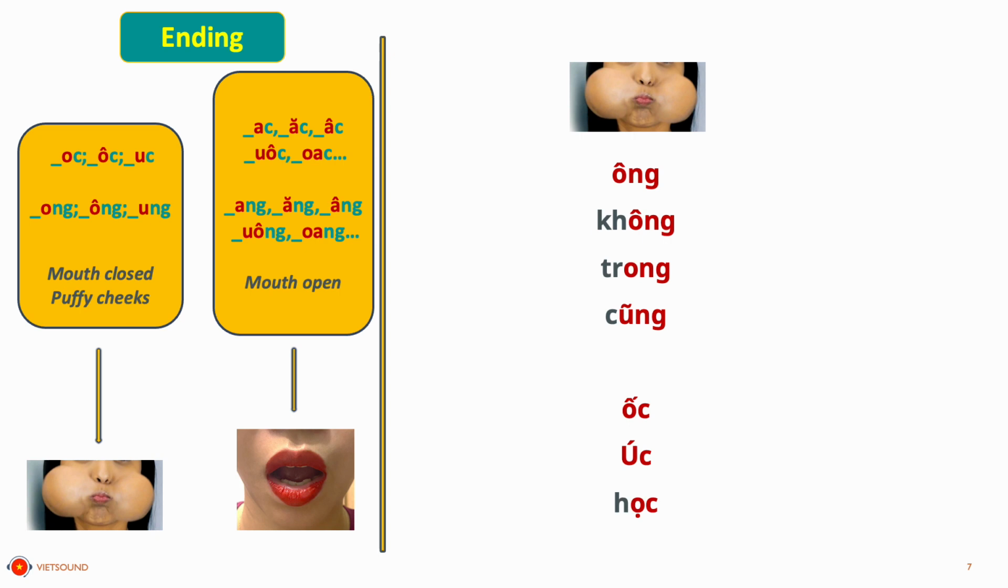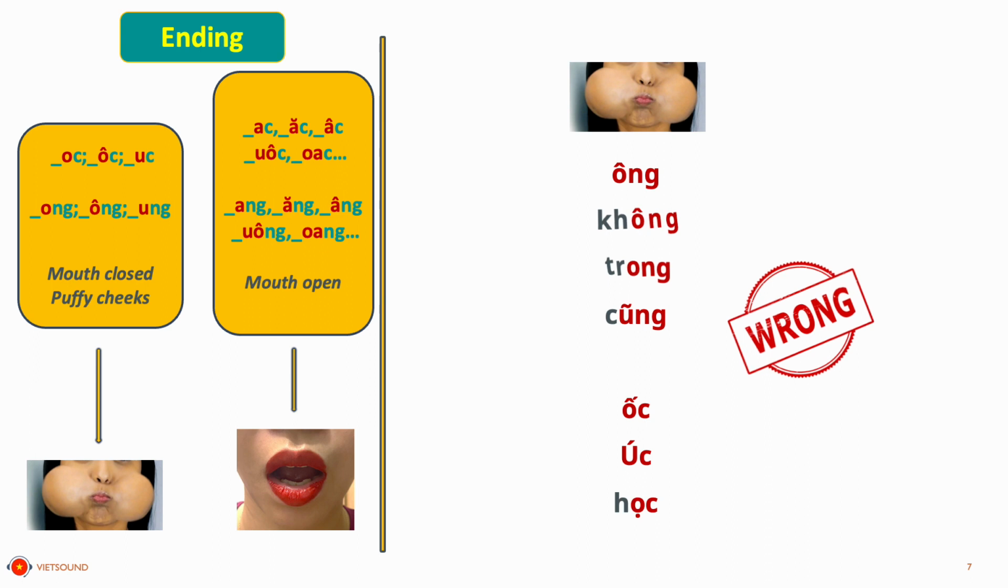But in Vietnamese, when the k sound and the ng sound occur after vowels like o, ô, u, you have to close your mouth at the end of the word, and you also have to make the puffy cheeks. I've heard thousands of non-native speakers say these words like khân, chăng, cũng, ức, học.